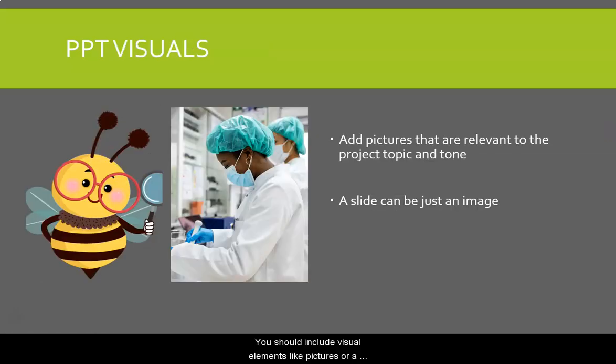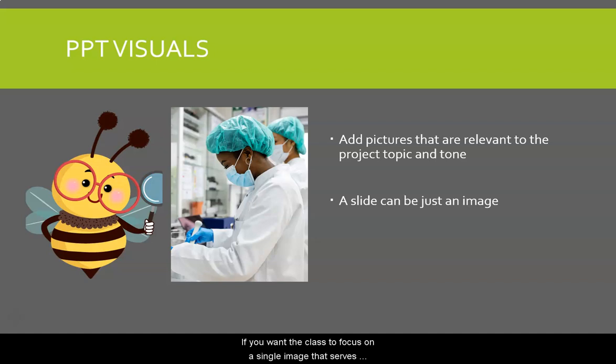You should include visual elements like pictures or a graph from your article to make your information easy to understand and your PowerPoint interesting to look at. If you want to include a picture, make sure that the image is relevant to the topic and that it matches the tone. In other words, if you are presenting a serious article on a scientific innovation, you'd want to use a picture of a scientist or lab instead of the cartoon bee with a magnifying glass.